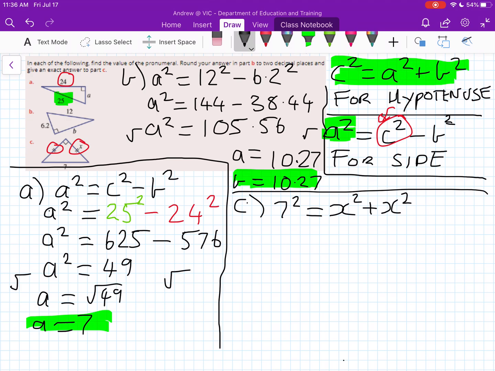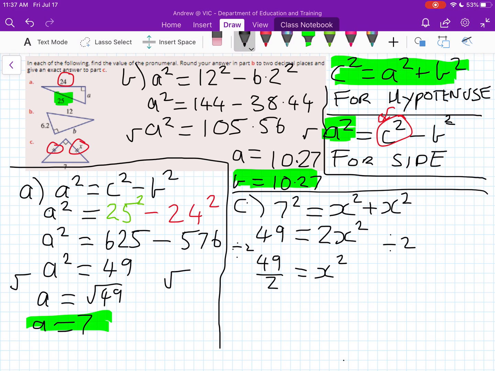Alright, now this brings in a little bit of algebra. So 7 squared is 49, okay? And this is equal to 2x squared. So with this, we just need to divide both sides by 2. So 49 over 2. So we're dividing both sides by 2 to get rid of the 2 in the 2x squared, which is equal to x squared.